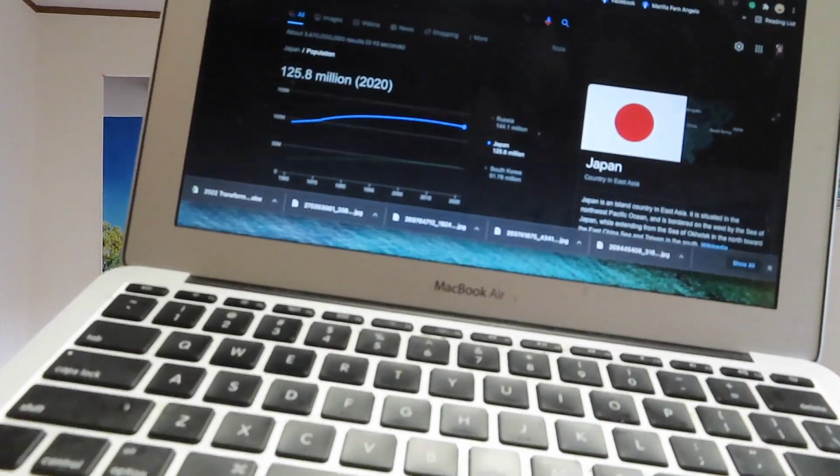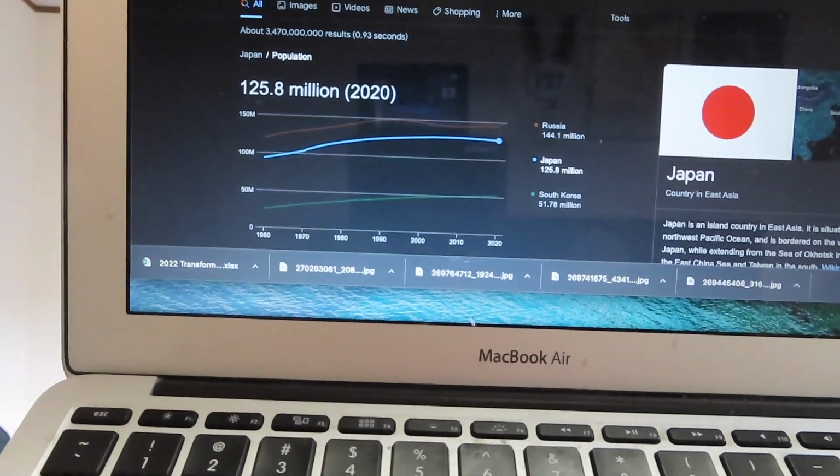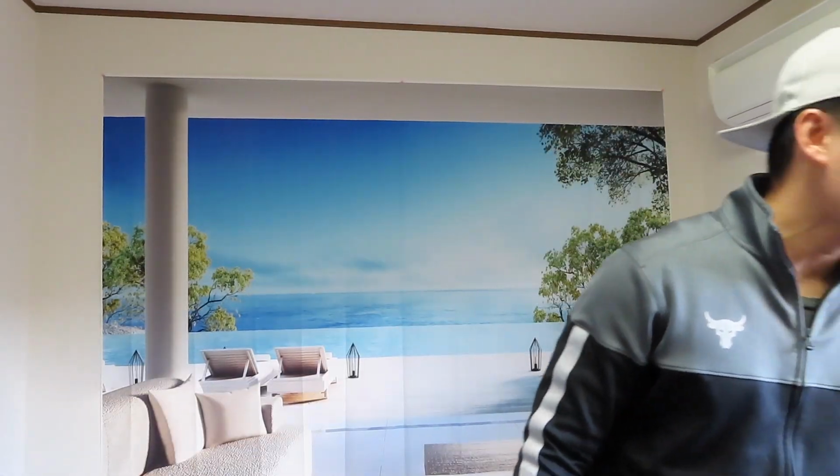Japan is 125.8 million from last year. Which country is more populated? You are right. Japan is more populated than the Philippines. If you're the teacher, you can write that on the board and have the students read and repeat after you. And after that, you can jump into the next category.